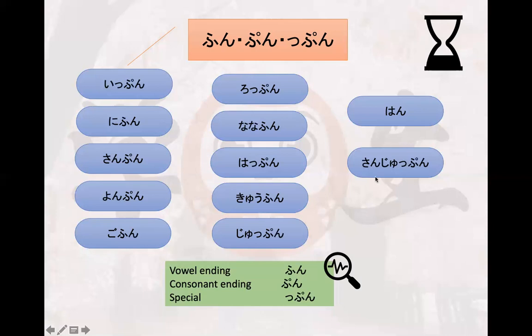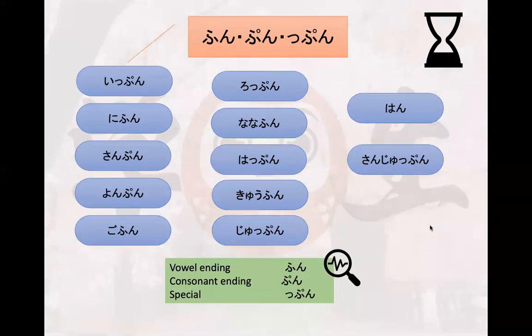So, how do you say 31 minutes? We need ippun. So, sanju, okay? Sanju, 30 plus 1. So, sanju ippun. 32 minutes, sanju nifun. 33 minutes, sanju sanpun. So, basically, you just combine 30 plus 1, or plus 4, or plus 7.